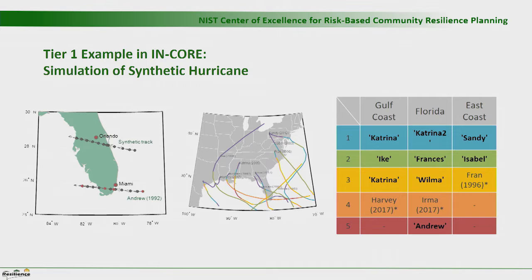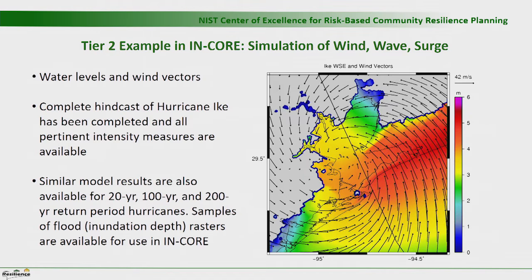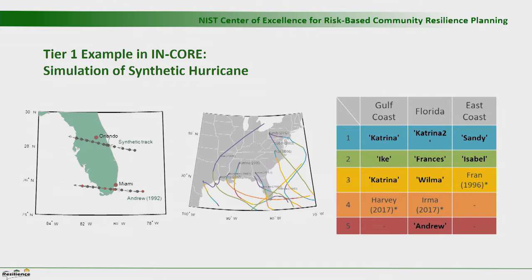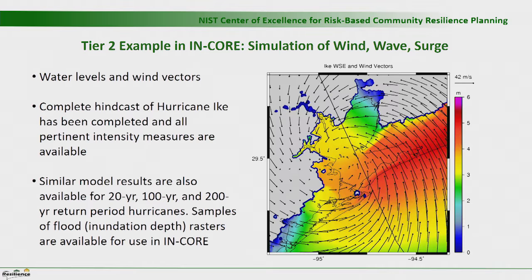So an example of a type 1 model in INCORE is the simulation of a synthetic hurricane. This would involve a past hurricane, but then we can move the track. It does take into account ground friction when it comes ashore, and then changes the wind field accordingly. And I should add, there is a database of past hurricanes. It's not extensive yet, but it'll be built on as the data is procured.